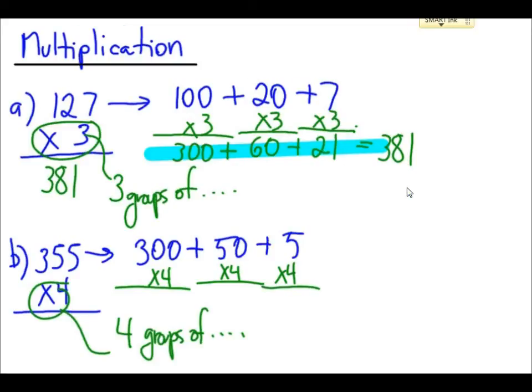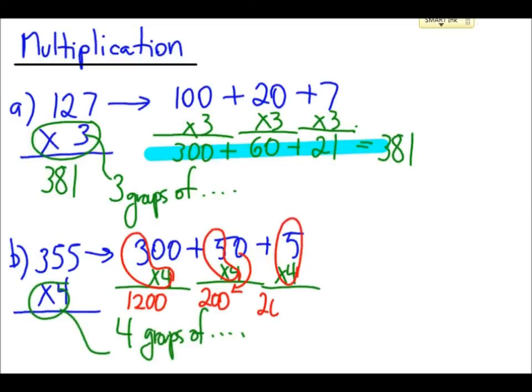Here's where the times tables come in again. 4 times 3 is going to give me 12, but since it's 4 groups of 300, not 3, it's going to be 1200. The 5 times 4 is going to give me 20. But don't forget, it's 4 groups of 50, so it's 200. And then finally, I have 4 groups of 5, which will give me 20. To get my final answer, I add these up. So I get 1,200 plus 200 plus 20 equals 1,420.